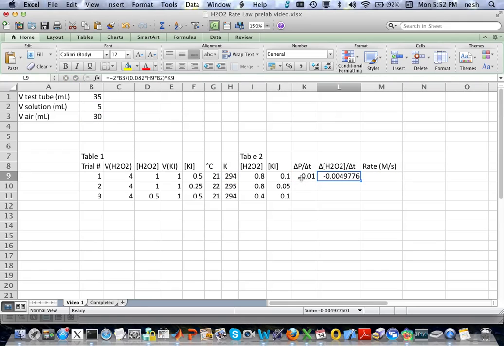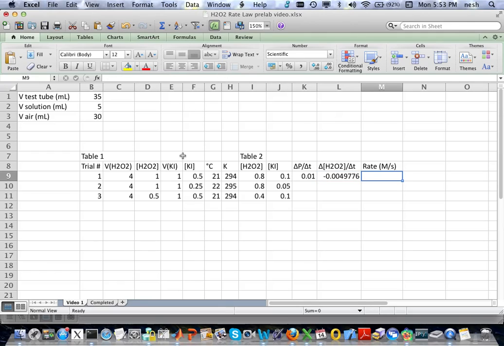Now, as before, since I don't want these volumes to fill down, everywhere that I see one of these B cells, I'm going to change it to an absolute address. There we go. I think the rest of that looks pretty good. Oh, we're getting a negative number for the delta hydrogen peroxide. That's okay. That's fine. That's because the hydrogen peroxide is disappearing, so the concentration is going down.